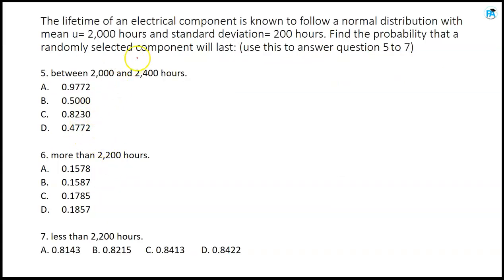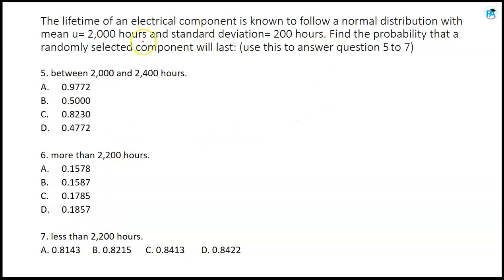This one says, the lifetime of an electric component is known to follow a normal distribution with mu equals 2000 hours and standard deviation is 200 hours. Find the probability that the randomly selected component will last. Use it to answer questions 5 to 7. Question 5: between 2000 and 2400. Now pay attention to this. Before I solve question 5, I just want you to understand something. I'll solve question 6 and 7 before I get back to 5, okay?